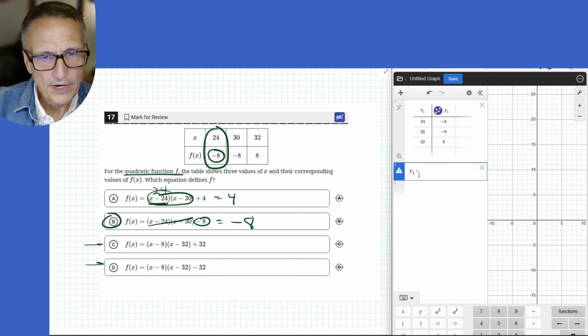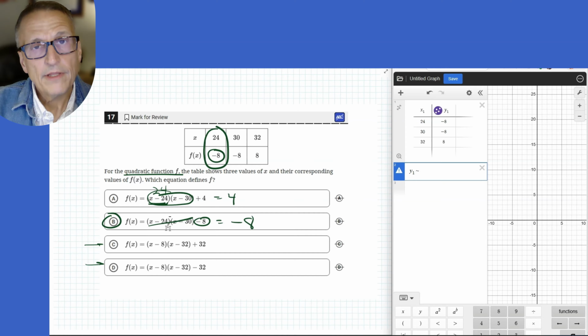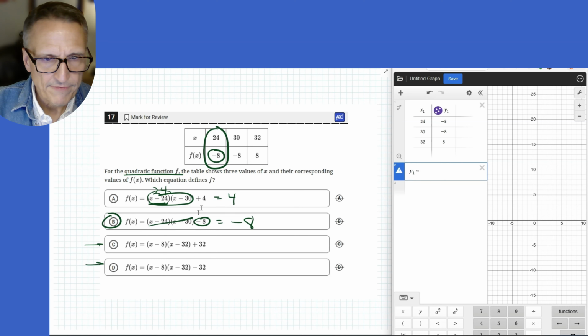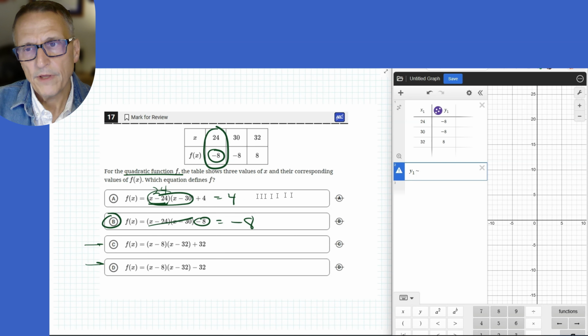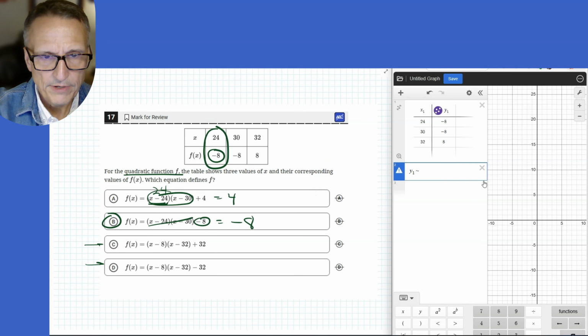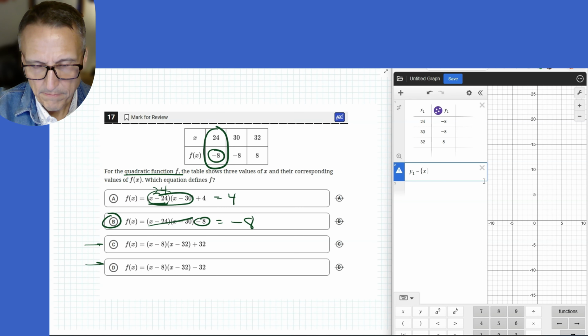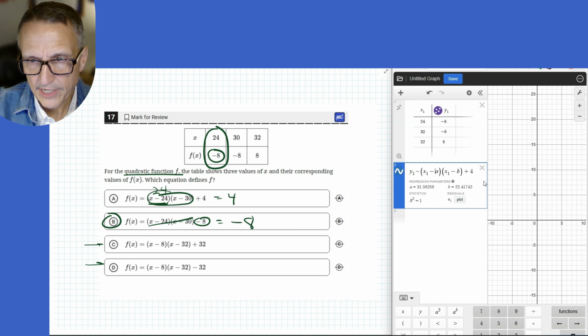y1. And what I want to do is I want to make this equation look like the format that they have here, which is kind of a modified factored form. And so what I'm going to do is I'm going to put in here x minus a times x minus b, and then I'm going to try, and this has to be x1, and this would have to be x1 because my variable is not x, it's x1.